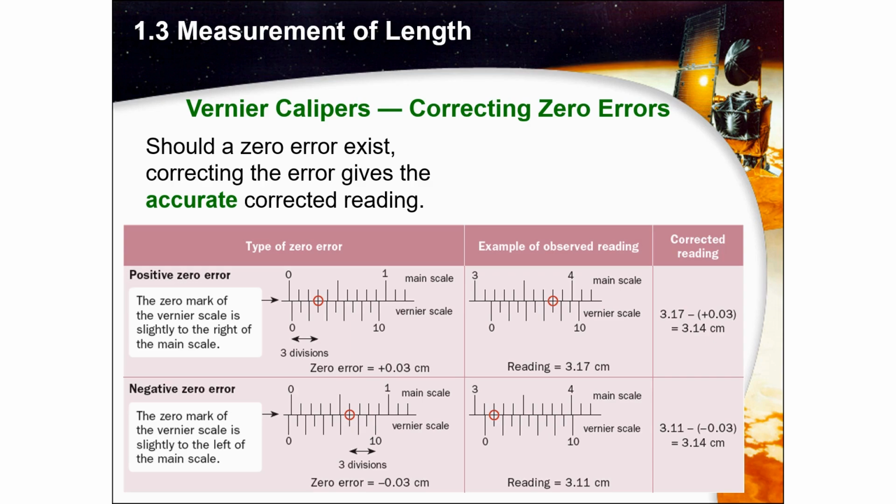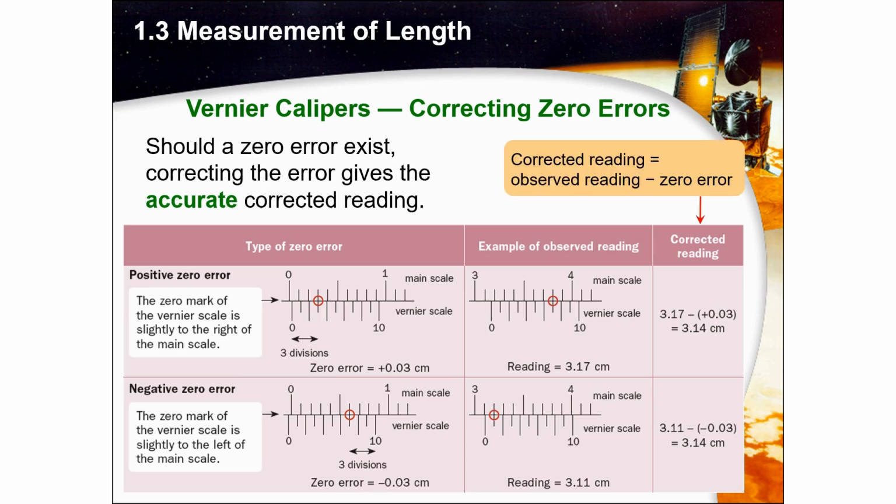We see this one, the next one. We have minus, because we have negative zero error. So 3.11, this one, 3.17. We get it from the right side, remember? And then we have to minus 0.03. So that makes us having 3.11 minus 0.03. So we have 3.14 centimeter. Okay, hopefully you have understood about this one. Okay, next.